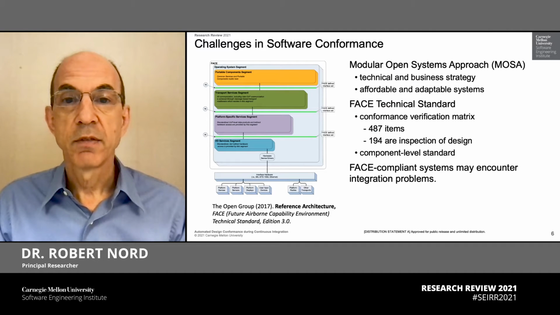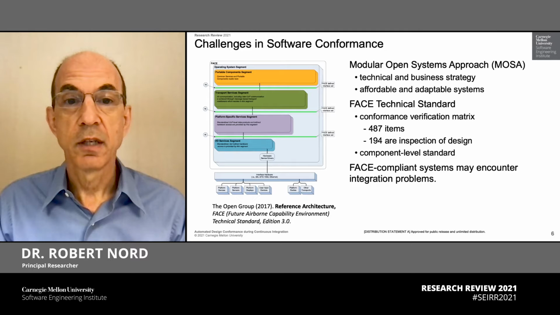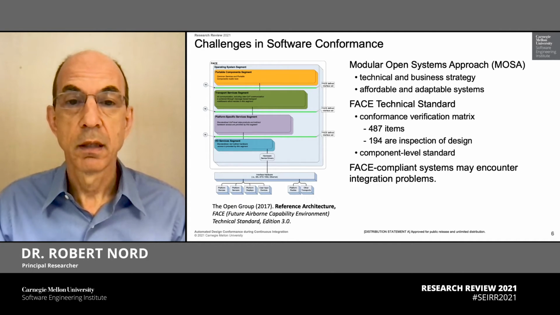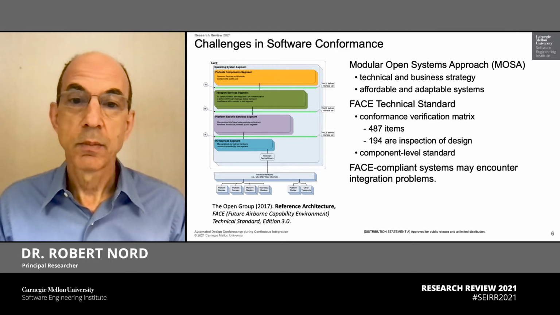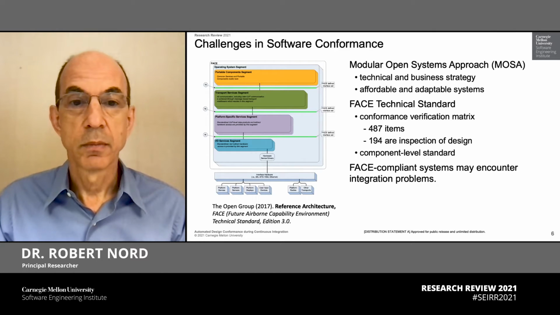MOSA and directives like the Defense Innovation Board's commandment for iterative capability delivery provide a technical and business strategy for developing affordable and adaptable systems. FACE is a standard that provides a reference architecture to achieve some of MOSA's goals. About 40% of the FACE conformance verification items are checked by inspecting the design. Furthermore, FACE is a component-level standard and not a system standard. FACE compliant systems may still encounter integration problems.